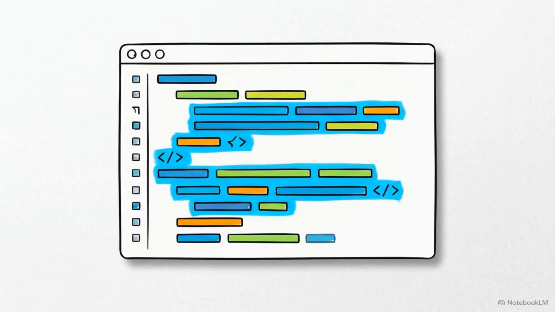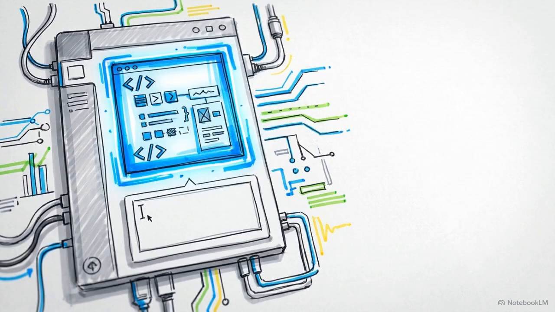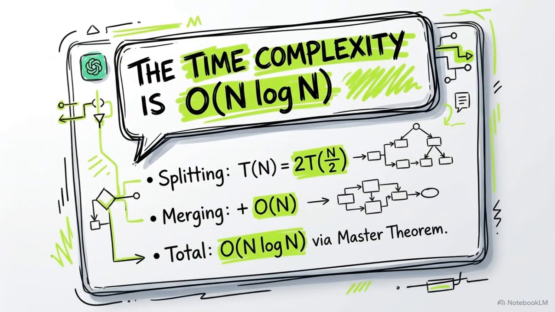Let's test the contextual chat. Highlight a block of complex code in your current project. Press Ctrl-L on Windows or Command-L on Mac. Ask the chat, what is the time complexity of this algorithm? Because you highlighted the selection, Continue feeds exactly those lines into a local model. The AI analyzes your specific logic and provides an accurate, context-aware answer right in the sidebar.